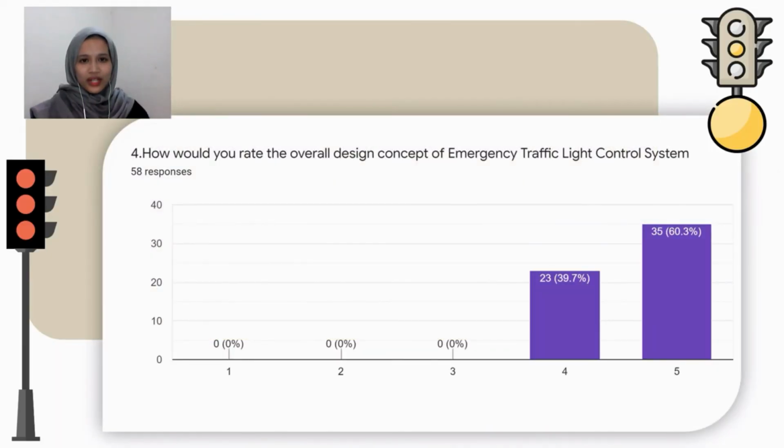Next, we asked how would they rate the overall design concept, which includes both of the traffic light and remote control designs of our emergency traffic light control system. Again, from the bar graph, you can see our respondents once again rate the design as excellent based on the scale 4 to 5.